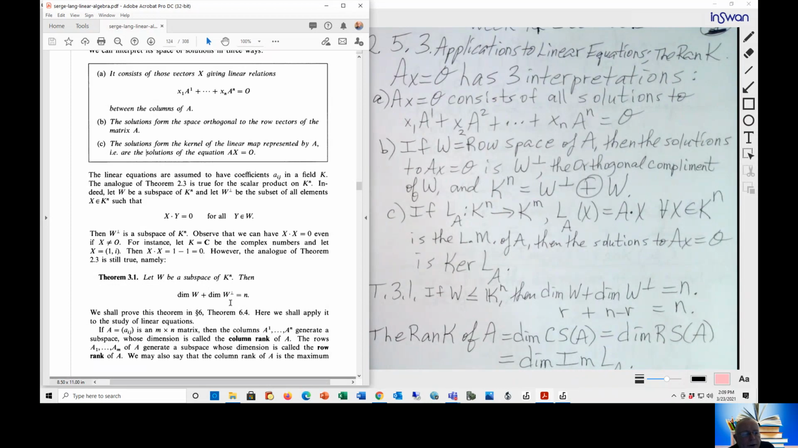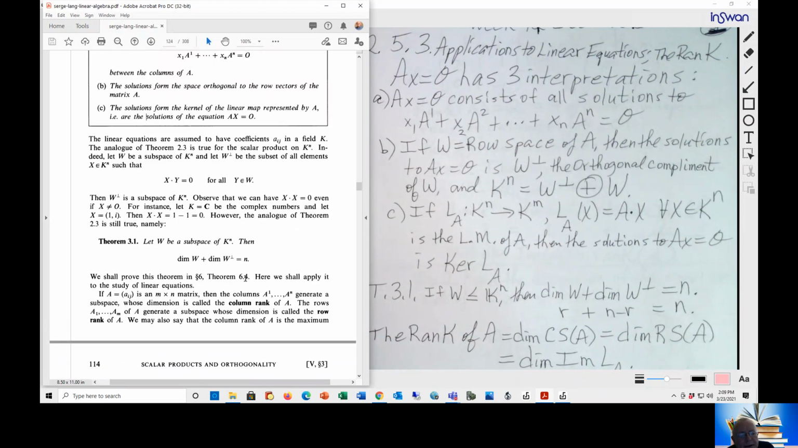Now, theorem 3.1 is very similar to what we looked at in the previous section, where W is a subspace of V, or in this case of Kn, and then you look at the orthogonal complement W perp, and it turns out that the dimension of W plus the dimension of the orthogonal complement equals the dimension of Kn, which is n. Now, the proof of this theorem for the matrix case is actually left to section 5.6, theorem 6.4, and we'll look at that in the next video.